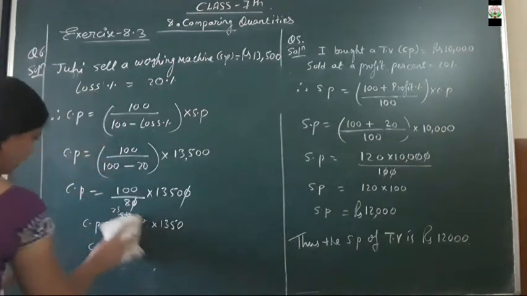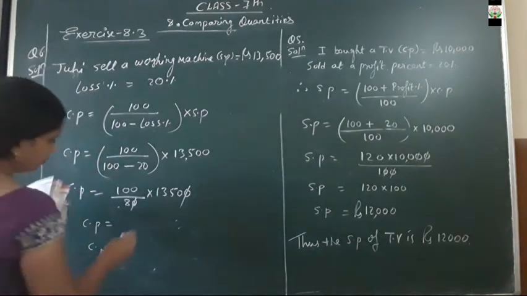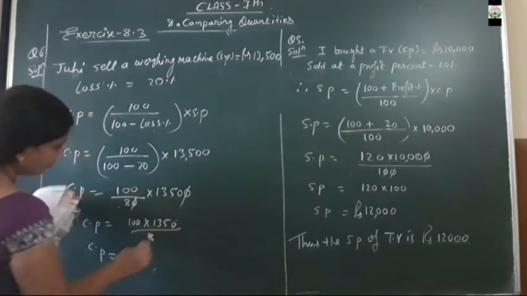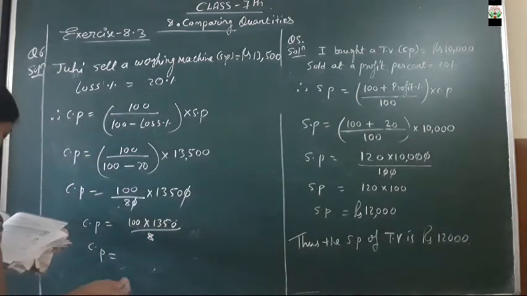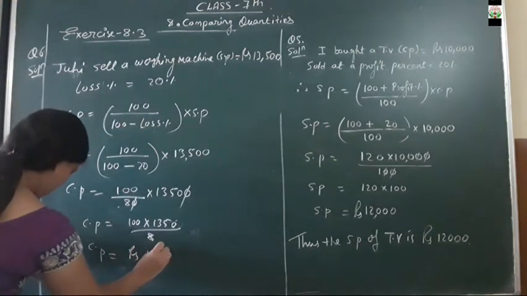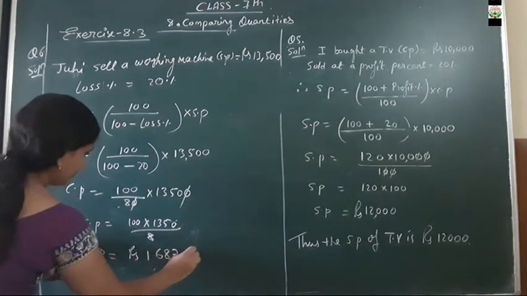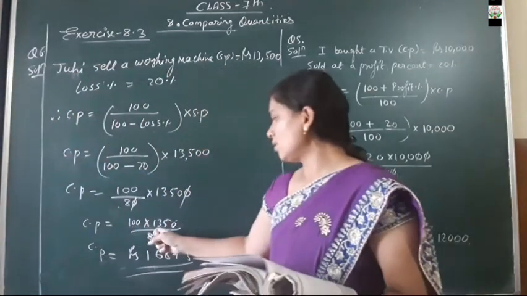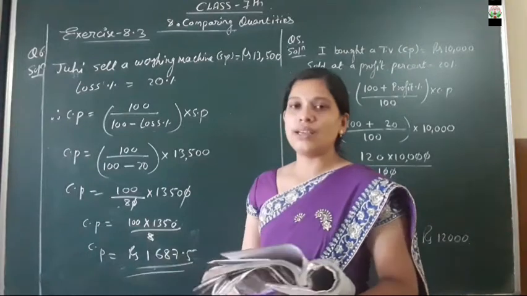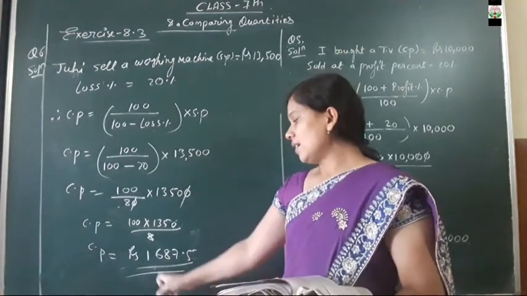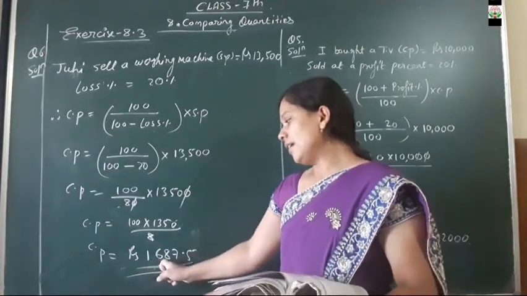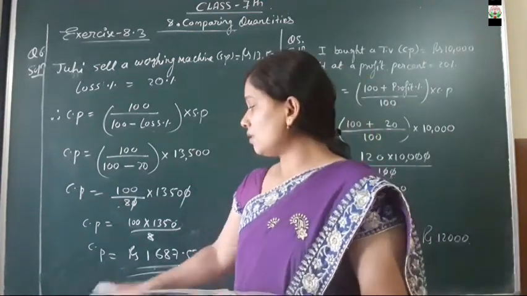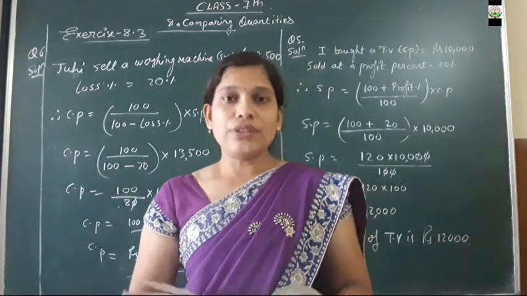So while doing that calculation, here we can see 100 into 1350 upon 80. While doing this calculation, we will get the answer as rupees 1687.5. You can directly multiply 1350 with 100 and then divide by 8. You will get the required answer as 1687.5 rupees. So how much is the cost price of that washing machine?